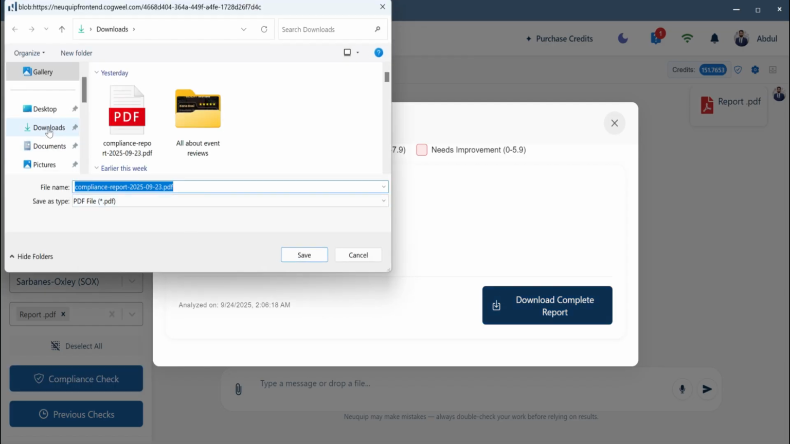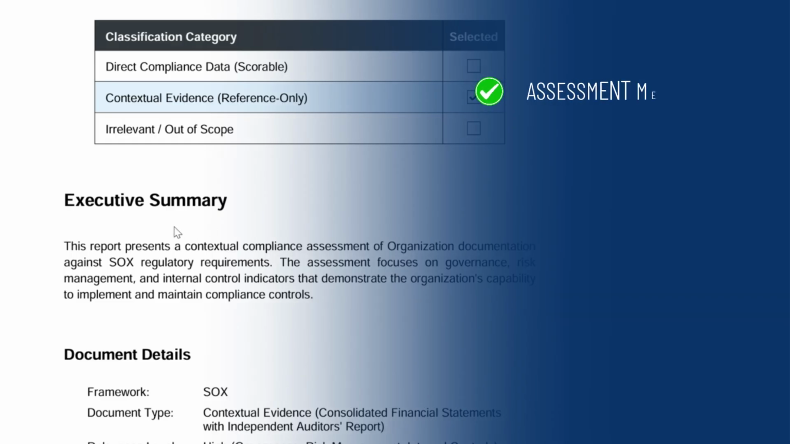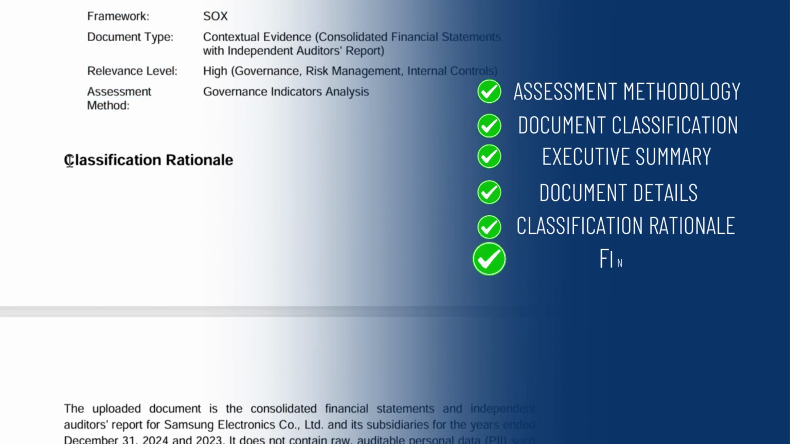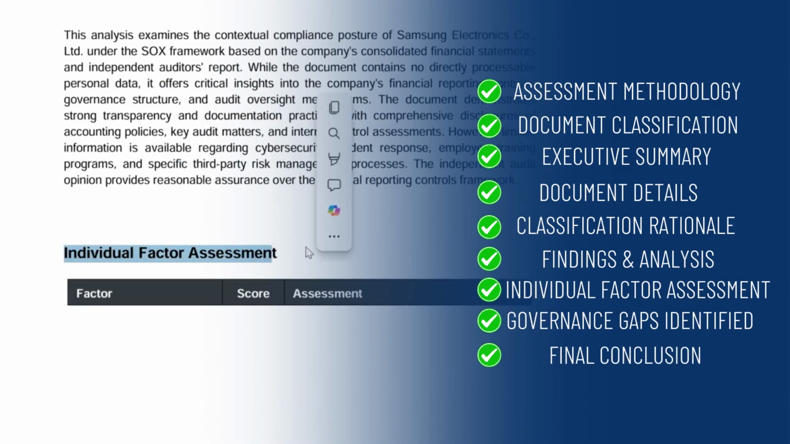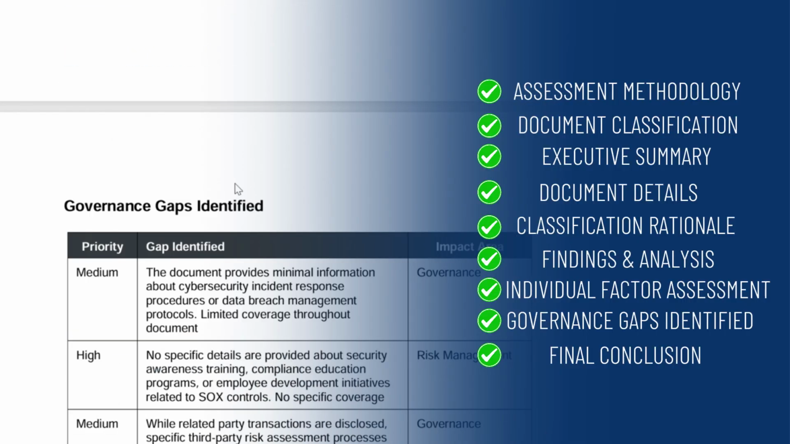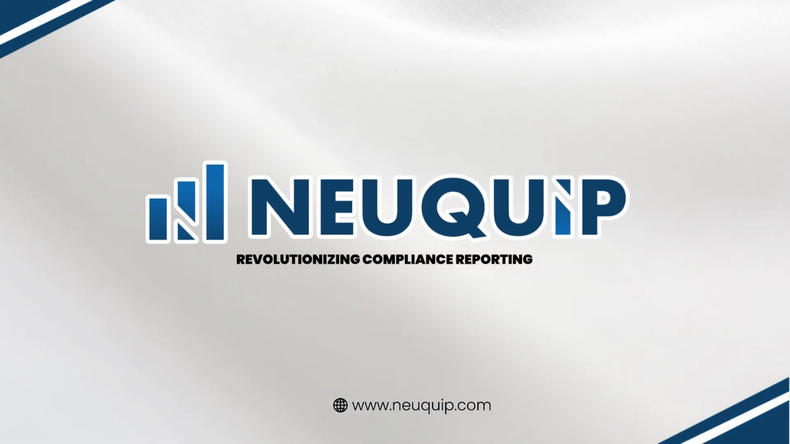Now download your compliance report, ready to share. Your report is structured and detailed, including methodology, classification, executive summary, findings, governance gaps, and a clear conclusion. This is how NeuQuip is revolutionizing the compliance reporting process. Smarter, faster, and accessible to everyone.